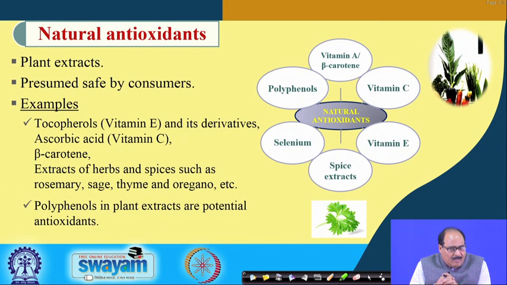Other compounds like ascorbic acid or vitamin C present in fruits and vegetables, beta carotene, and extracts of herbs and spices such as rosemary, sage, thyme, oregano, etc. are examples of natural antioxidants. The polyphenols present in the plant extracts are a potential source of antioxidants.